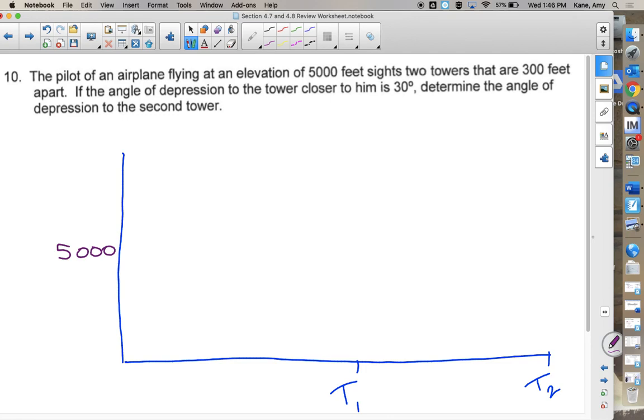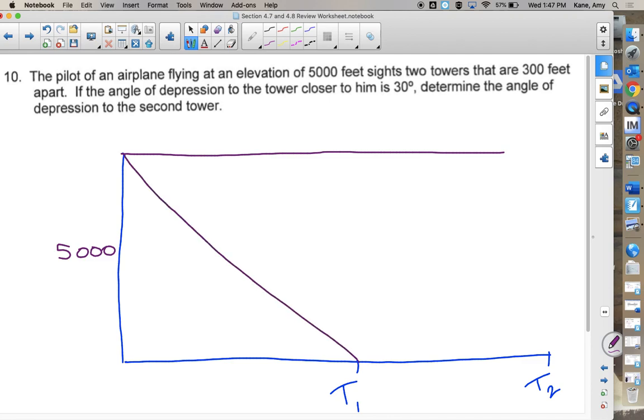So we have an angle of elevation or depression to the closer tower is 30 degrees, not feet. So here's your horizontal, as if the plane were continuing to fly forward in a horizontal format. Here's my line of sight to the tower. So I just put a little tick mark there to represent the tower. 30 degrees is this angle right here.